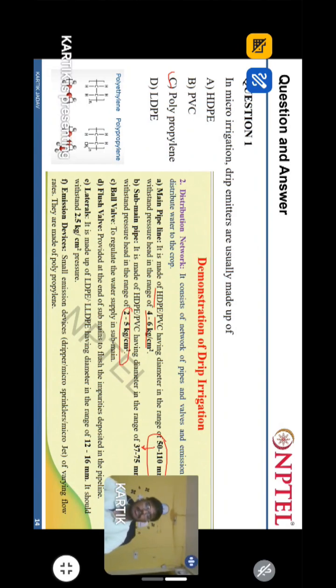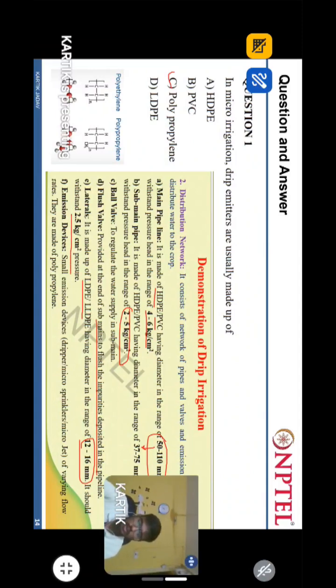Let's see the various components. The ball valve regulates the pressure in the submain line. The flush valve is provided at the end of the submain line to flush out impurities deposited in the pipeline. Laterals are made of low density polyethylene, and the diameter of laterals is 12 to 16 mm. They should withstand a pressure of 2.5 kg per square centimeter.